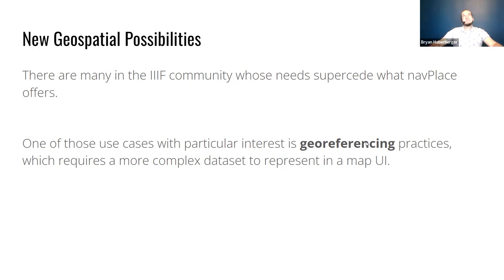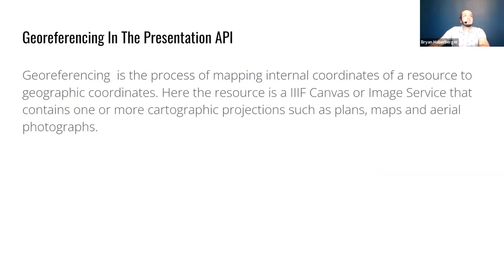These geo terms we're using aren't standardized on the web, which is why I'm showing you things. With NavPlace, what we were doing I considered geolocation. Georeferencing is a little different. Georeferencing is the process of mapping internal coordinates of a resource to geographic coordinates. The resources are usually a canvas or the image itself. You don't usually georeference a manifest because that has many images, and georeferencing a single thing for many doesn't work. So here we're focusing on images and canvases.